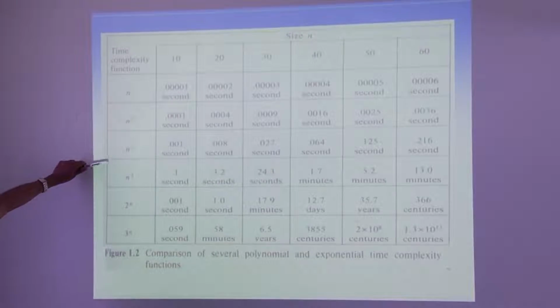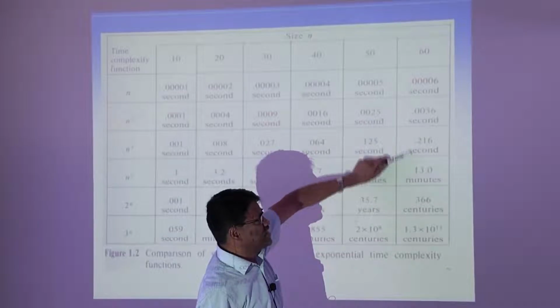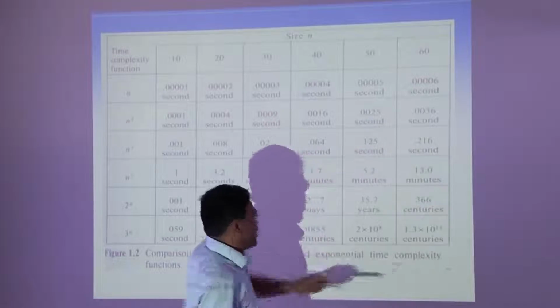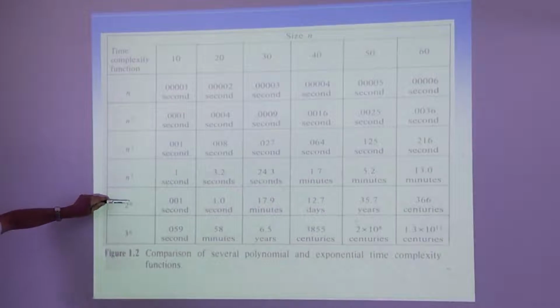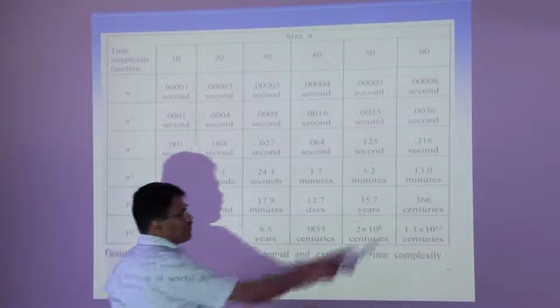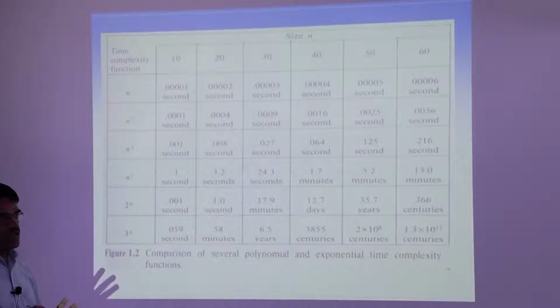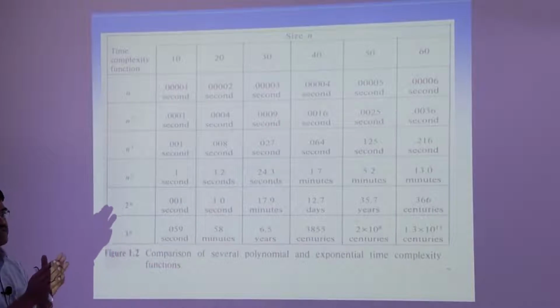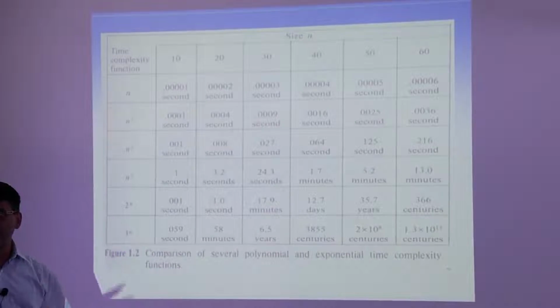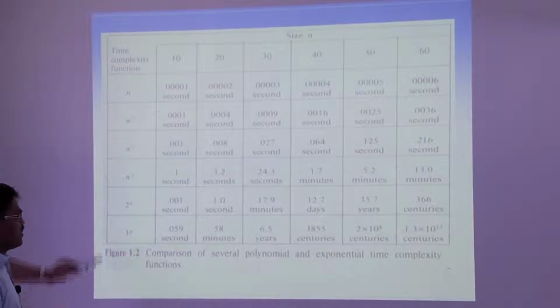Whereas if you have an n cubed algorithm or even an n power 5 algorithm, yes, it's getting progressively slower even on a problem of size 60, but we are still talking about seconds and minutes. But when you talk about an exponential algorithm where n is in the exponent, it just zooms to centuries. This is one of the reasons we are all interested in polynomial algorithms. Algorithms that take polynomial time are associated with feasible computation, something you can really solve in practice.